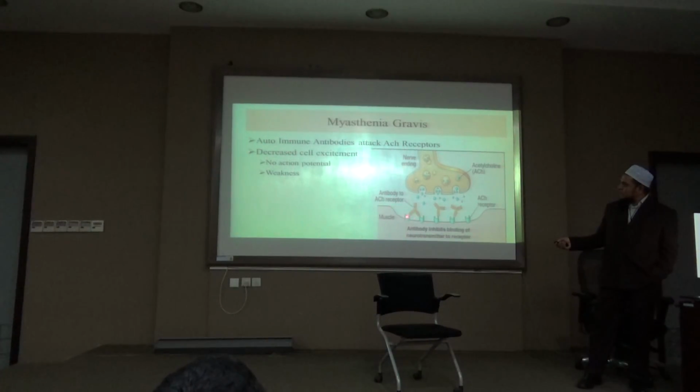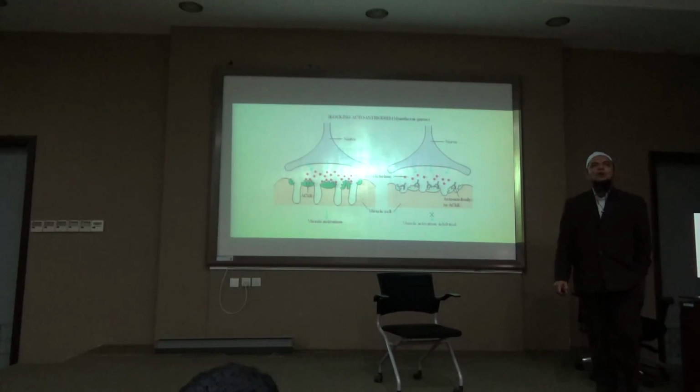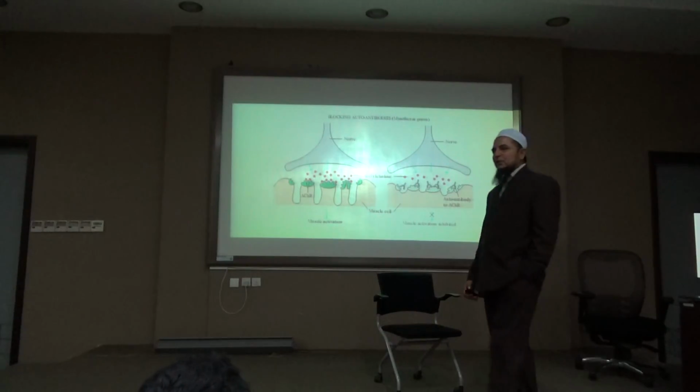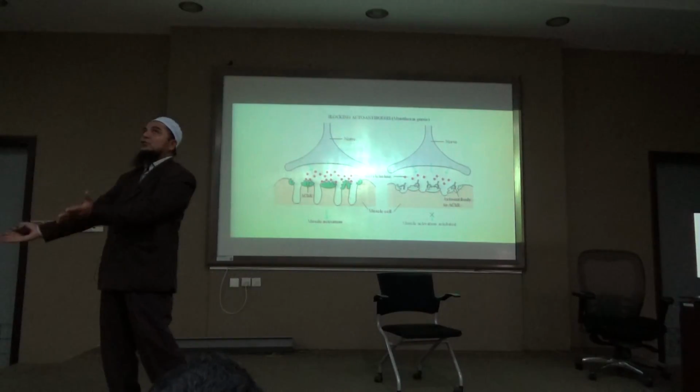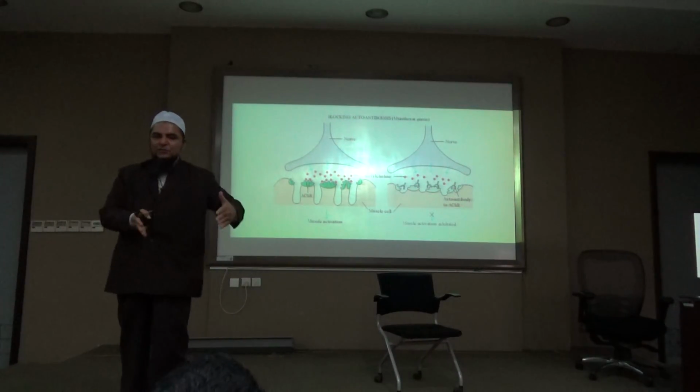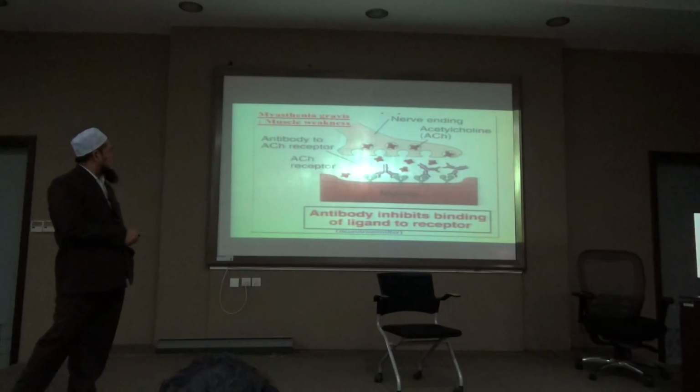Here the antibody attacks the receptor and then there is no activity. So there is muscle weakness, no action potential, decreased excitement. This is the nerve, and acetylcholine binds to the receptor. But here, instead of binding to the receptor, the antibodies are there, and the antibodies do not allow the acetylcholine to bind with the receptor. So in one situation there is overactivity, and in the other situation there is decreased activity. Here is the same situation.